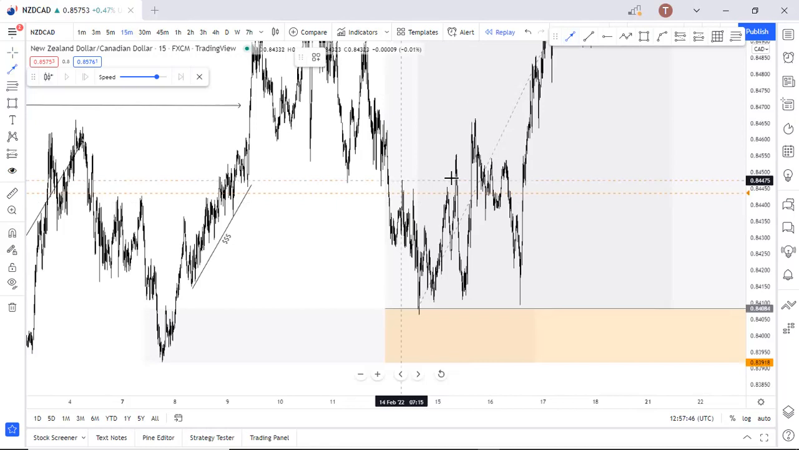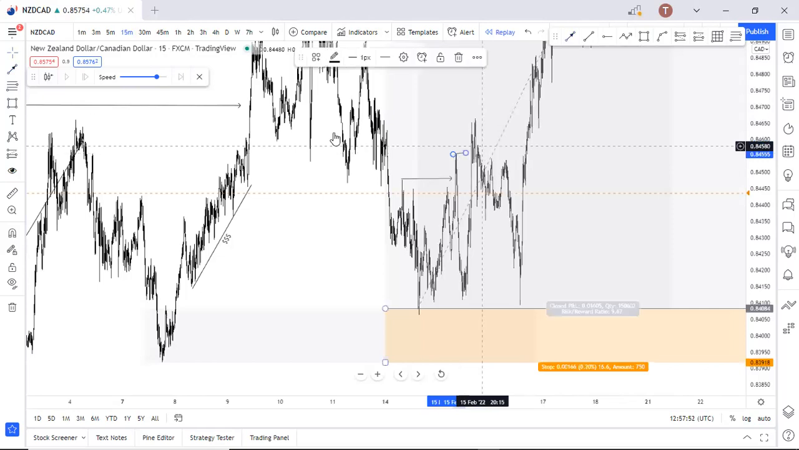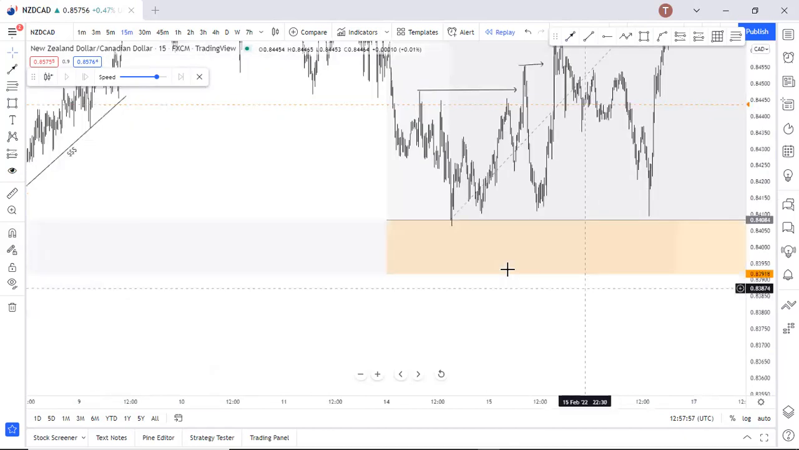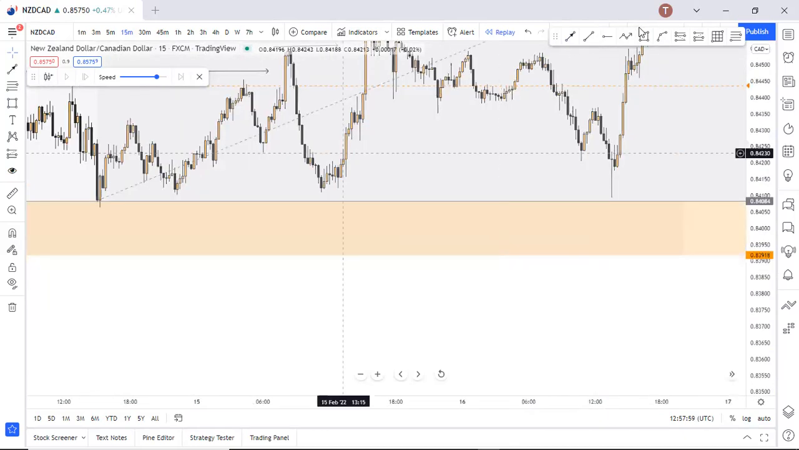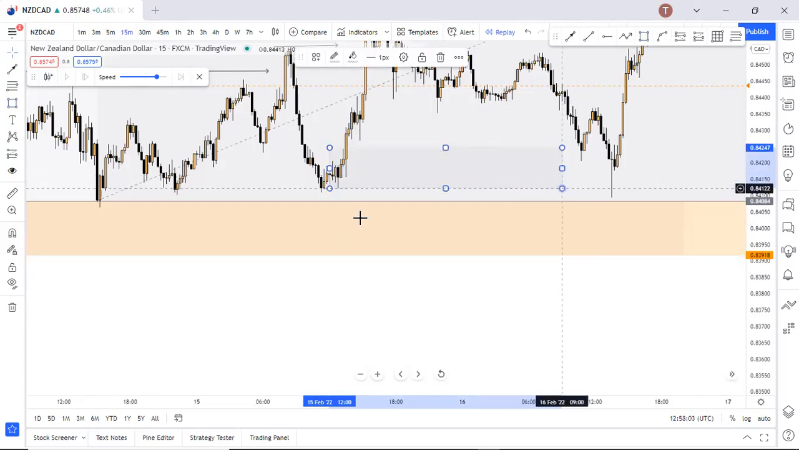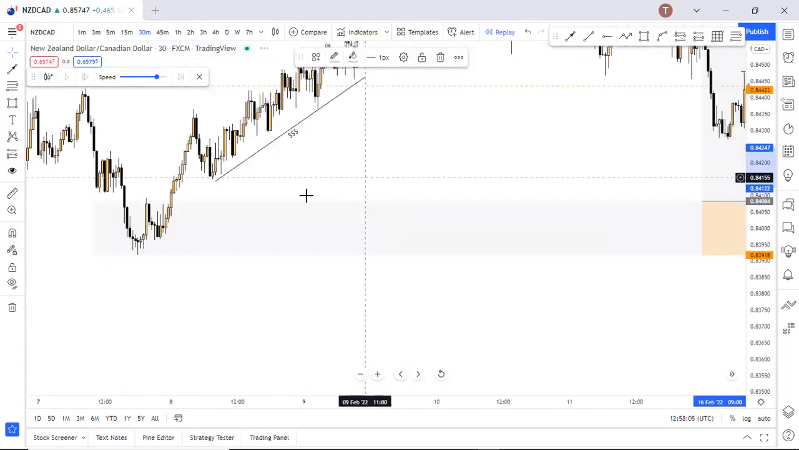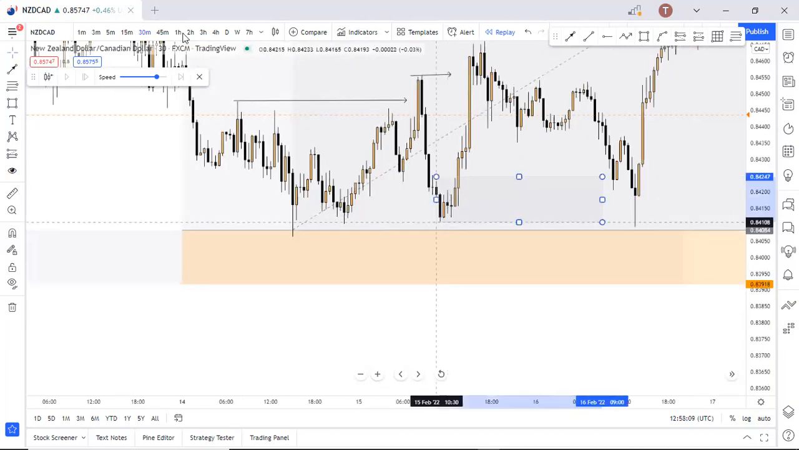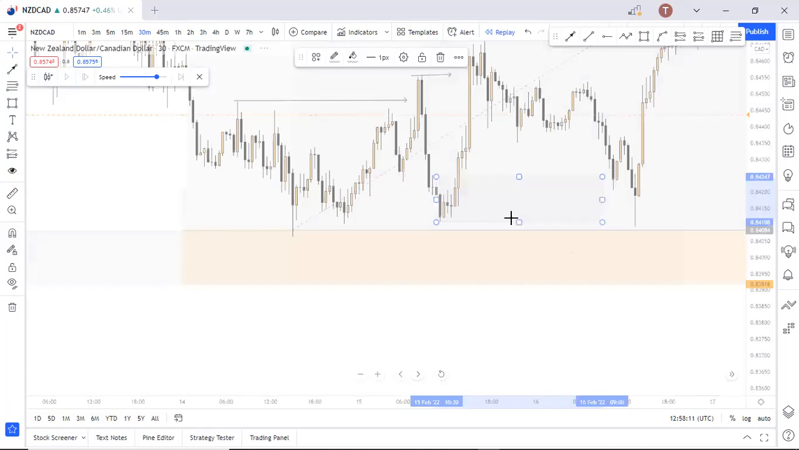We broke this first lower high. We also broke this higher high. Then market came back down. So I was expecting the market to mitigate this zone, which was more clear on the 30 minutes time frame. Yeah, so I was expecting the market to mitigate this zone and push back up.